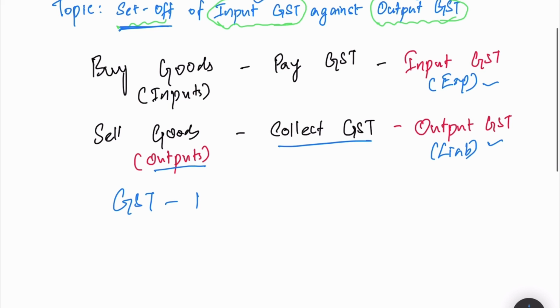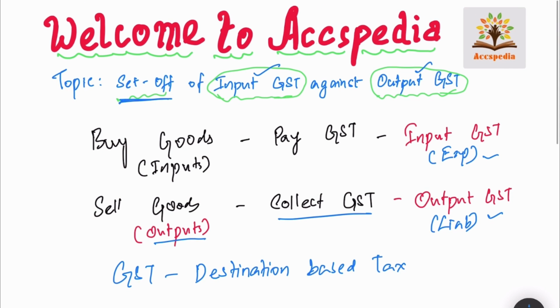GST is a destination based tax, which means the final consumer has to bear this entire tax. So in between, the wholesaler may pay some GST, the retailer may pay, the manufacturer may pay some GST. So all the GST will ultimately be transferred to the final consumer, who is the destination. The consumer has to bear that entire GST.